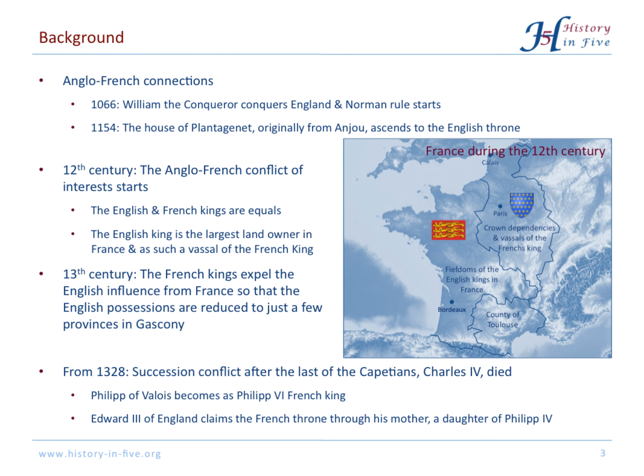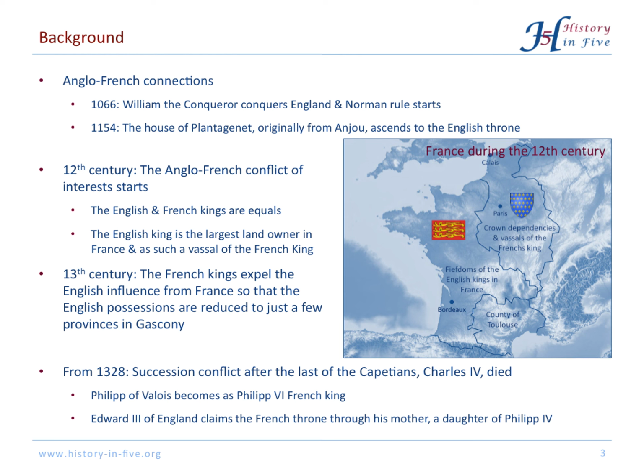To the background, there was an Anglo-French connection with deep roots. William the Conqueror, William of Normandy, conquers England and the Norman rule started. In 1154, the house of Plantagenet, originated from Anjou in the heart of France, ascended to the English throne. And the conflict between the English and the French kings becomes very clear with a look at the 12th century.